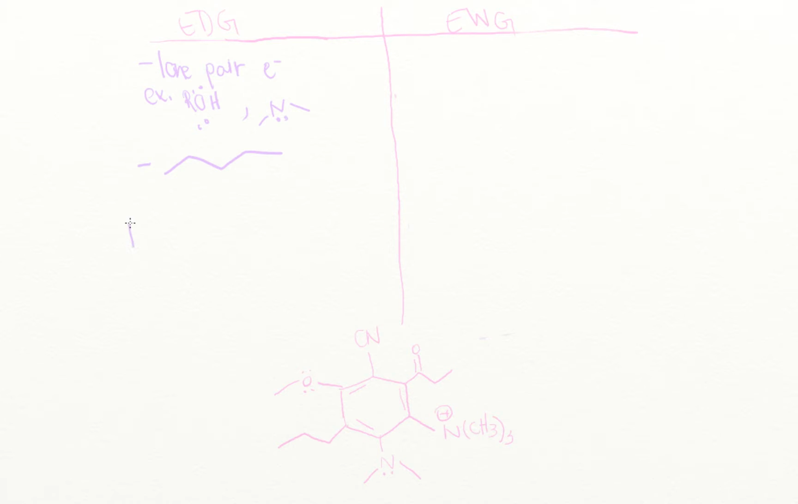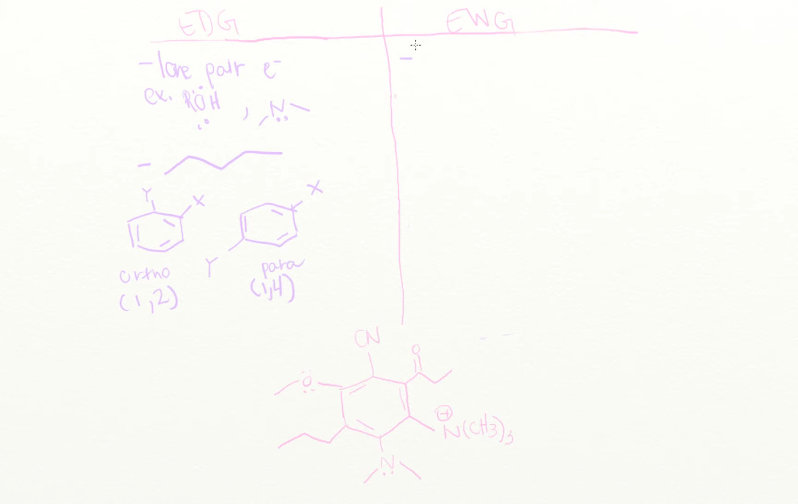And then the last thing I want to talk about is how do EDGs direct, and they do this in two ways. So EDGs can either direct ortho, which is the 1-2 position, or they can direct para, which is the 1-4 position. Let's go ahead and move on to EWGs.